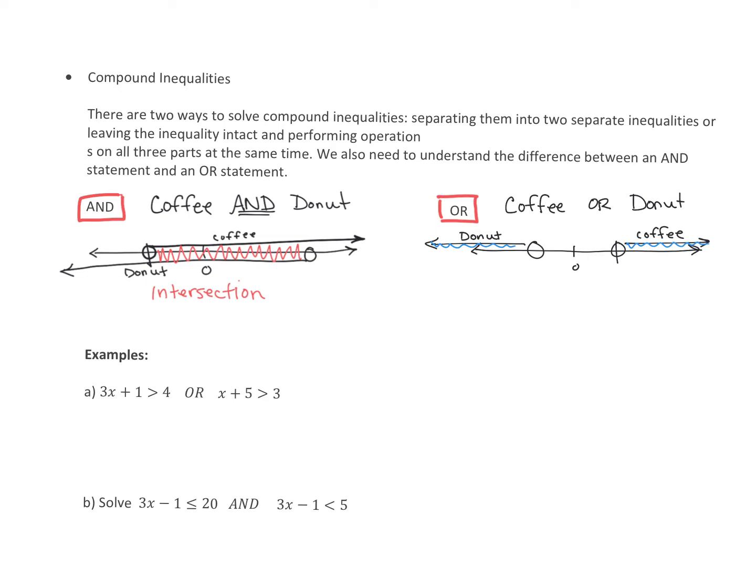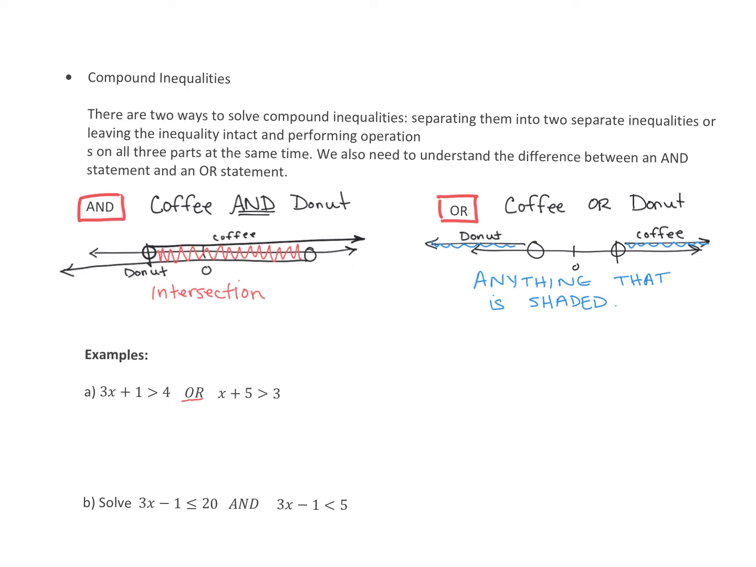So when I'm talking about an or statement, I want anything that is shaded. They don't have to intersect. They might, and that would be great. I would get both, but I only want one or the other. So let's look at that in terms of these inequalities. These are called compound inequalities because they're separated by the words and or or.